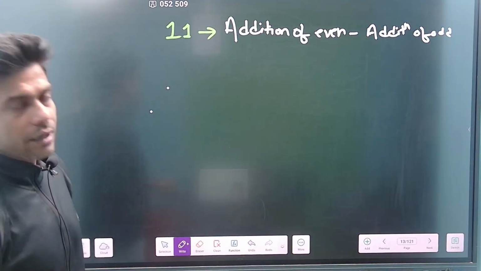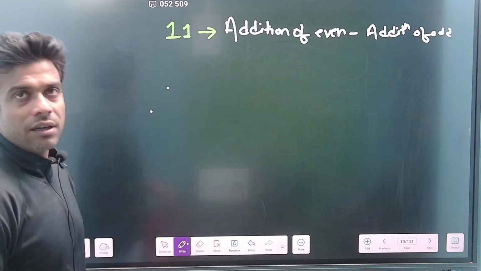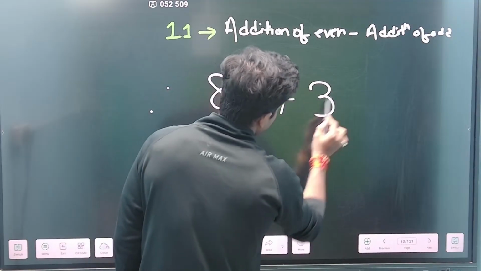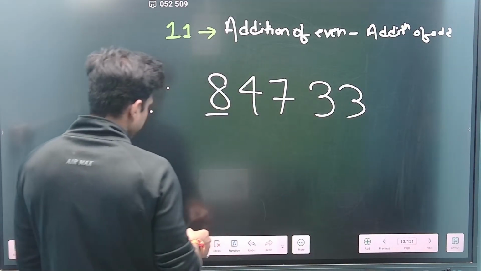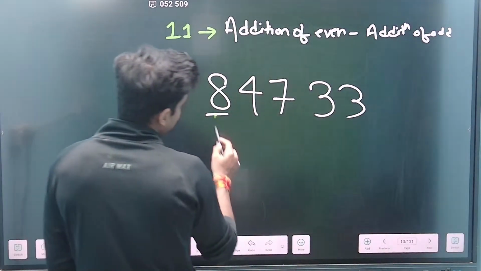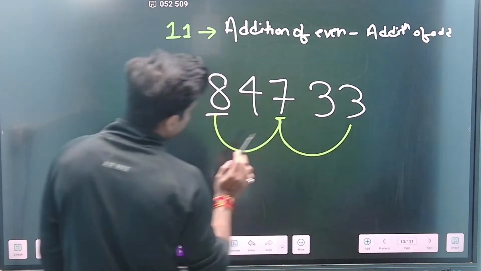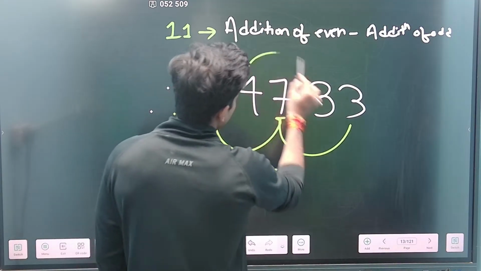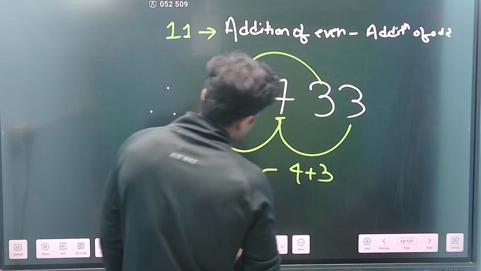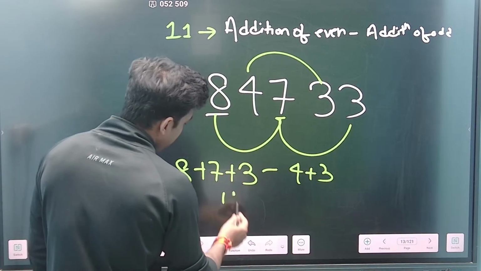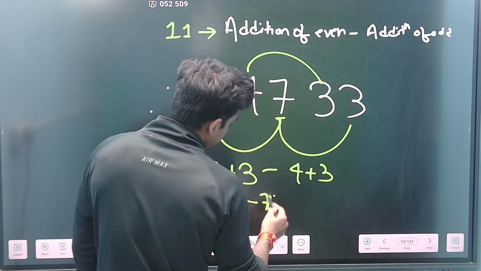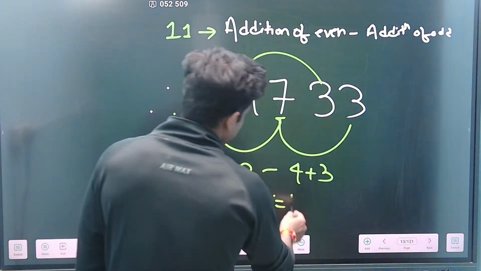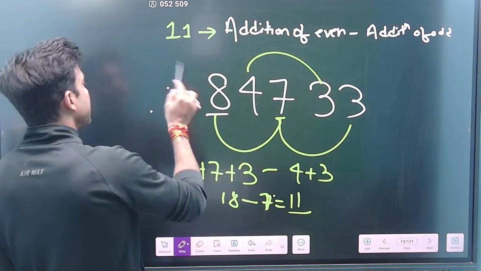Let's take an example, 84733. Start from the first number: the first number is this, then this, then this. So basically I'm talking about 8 plus 7 plus 3, minus 4 plus 3. So 8 plus 7 plus 3 is 18. Then 4 plus 3 is 7. So 18 minus 7 is 11. So 11 is basically divisible.